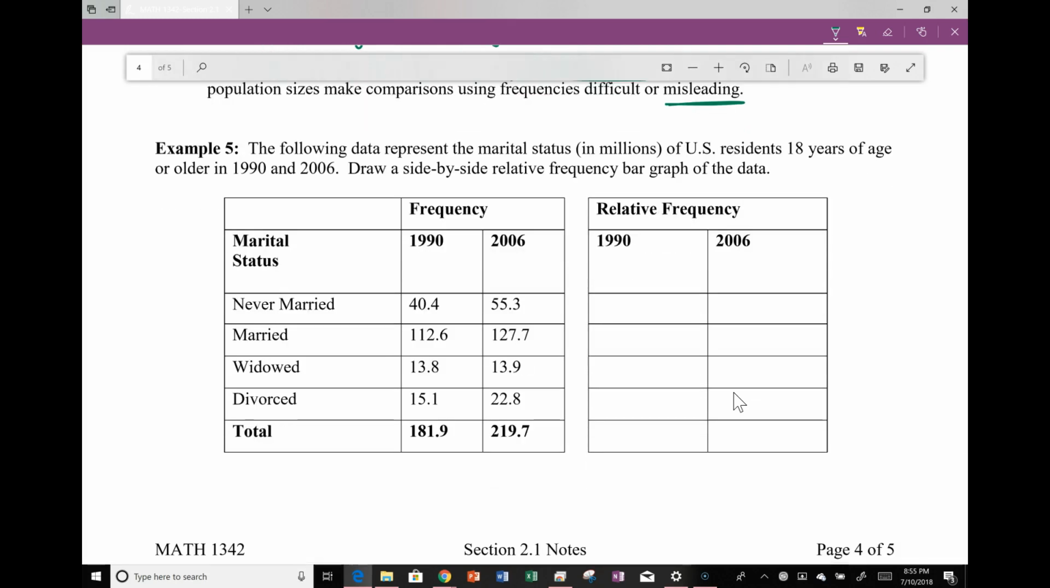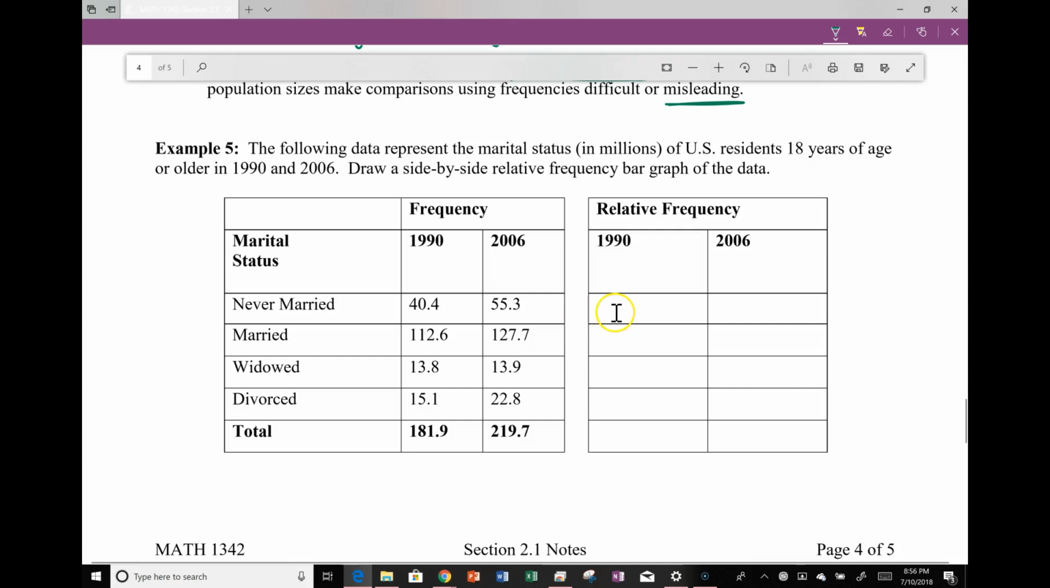Example 5 says the following data represent the marital status in millions of U.S. residents age 18 years of age or older in 1990 and 2006. Draw a side-by-side relative frequency bar graph of the data. In 1990, there were 40.4 million adults that had never been married. In 2006, there were 55.3 million adults.